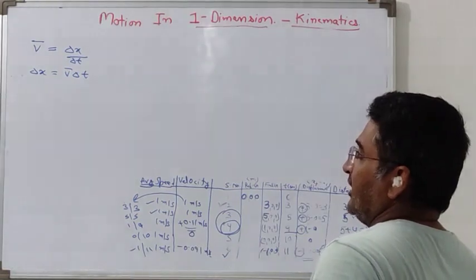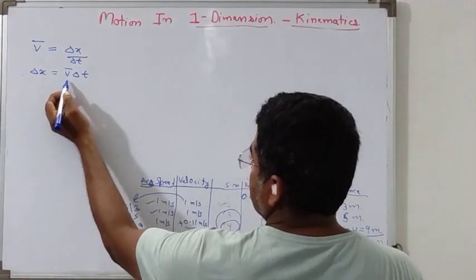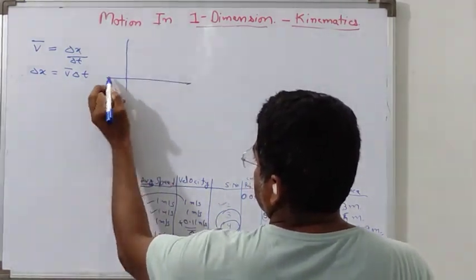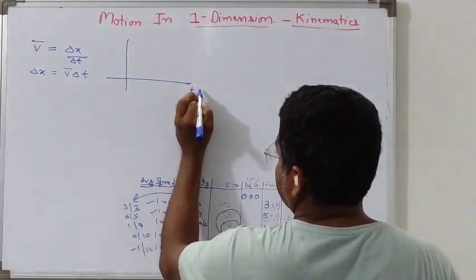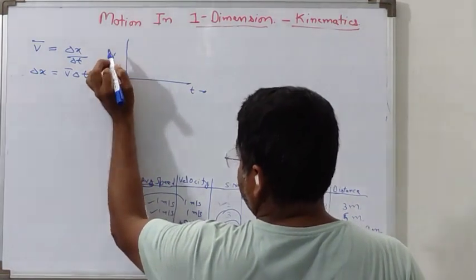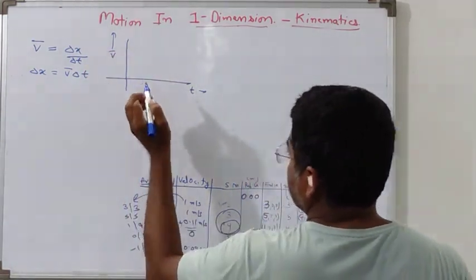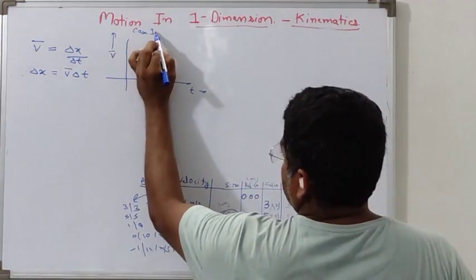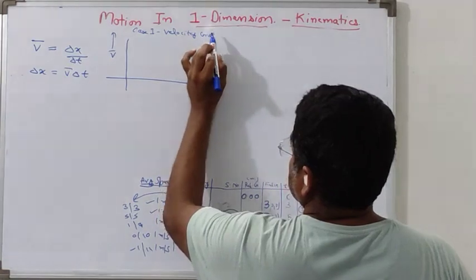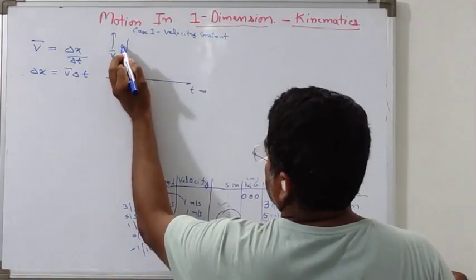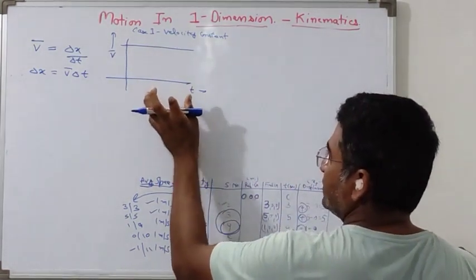Now there are two scenarios. In one case, the velocity is constant, the average velocity is constant. So along this horizontal axis we have t. On the vertical axis now we have average velocity, or we can simply say velocity. Case 1, velocity is constant. If velocity is constant, this line will be parallel to the t-axis.